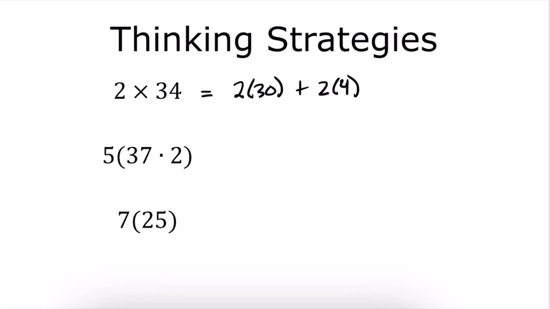And this can make it a lot easier to do mental math, because you can say, well, 2 copies of 30 is just 60, 2 copies of 4 is 8, and if you add those together, that's going to give you the number 68.